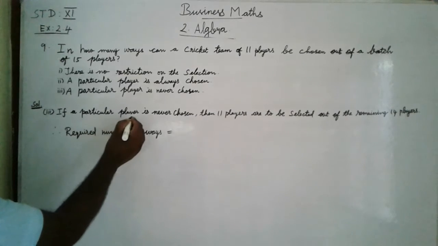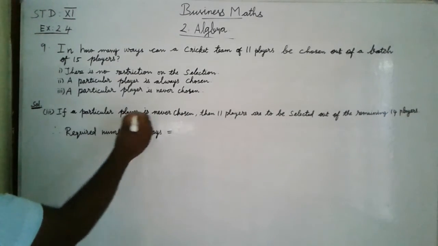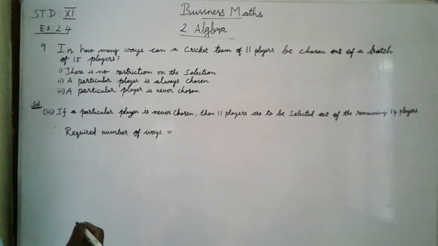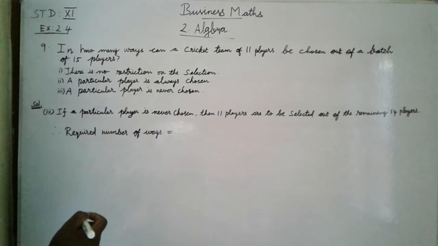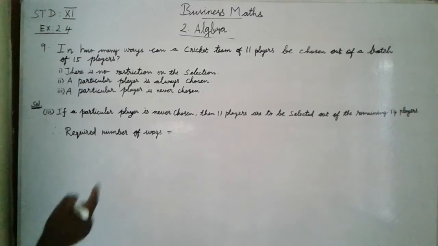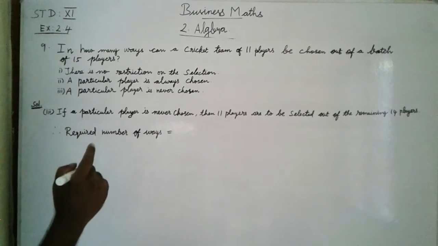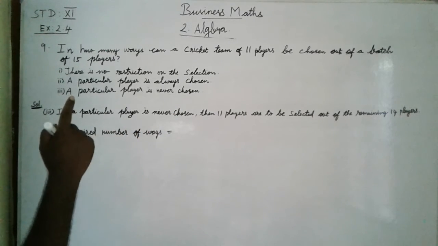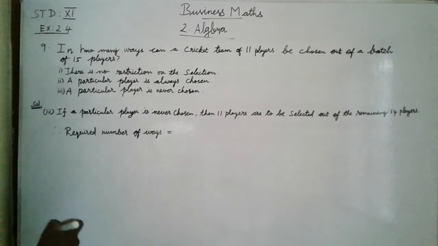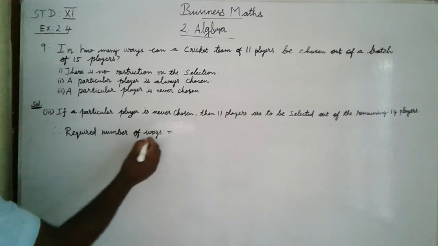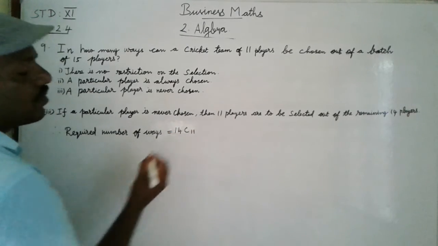If a particular player is never chosen, then 11 players are to be selected out of the remaining 14 players. So one player is not chosen. So what is here? Out of the total number of 15 players, 15 minus 1 is 14. Out of 14 players, we should take 11 players only. So the required number of ways is 14C11.